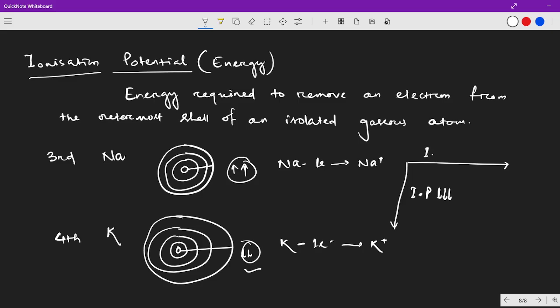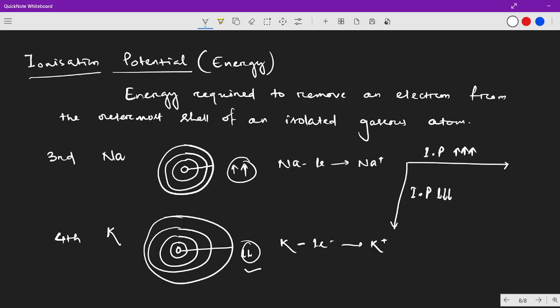Yes or no? So IP will increase on moving left to right. Did you understand? Once more, if the size of the atom increases, the distance between the nucleus and the outermost shell will also increase. Hence it will be easier for an atom to lose the electron, because the nuclear charge will be less since the size of the atom is more.